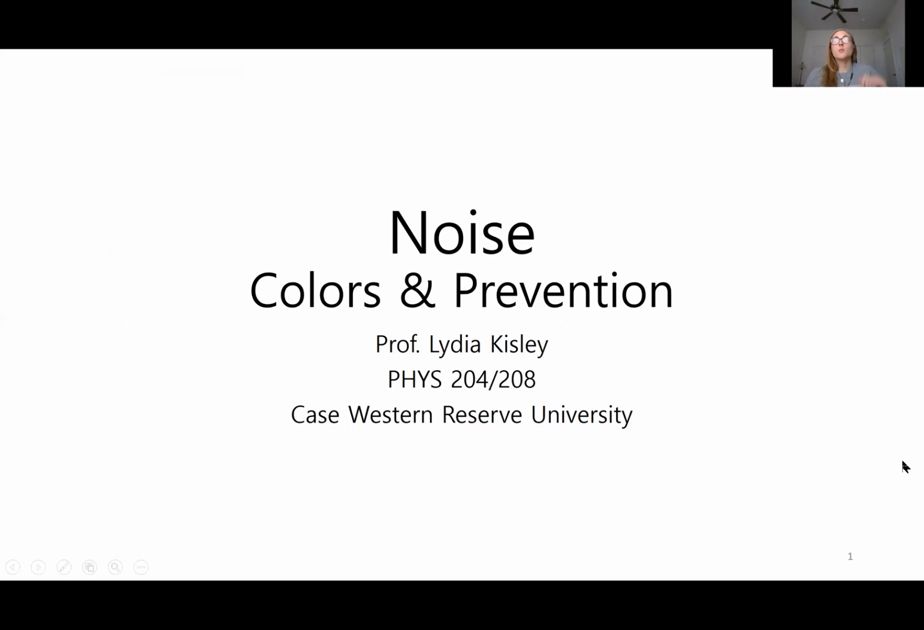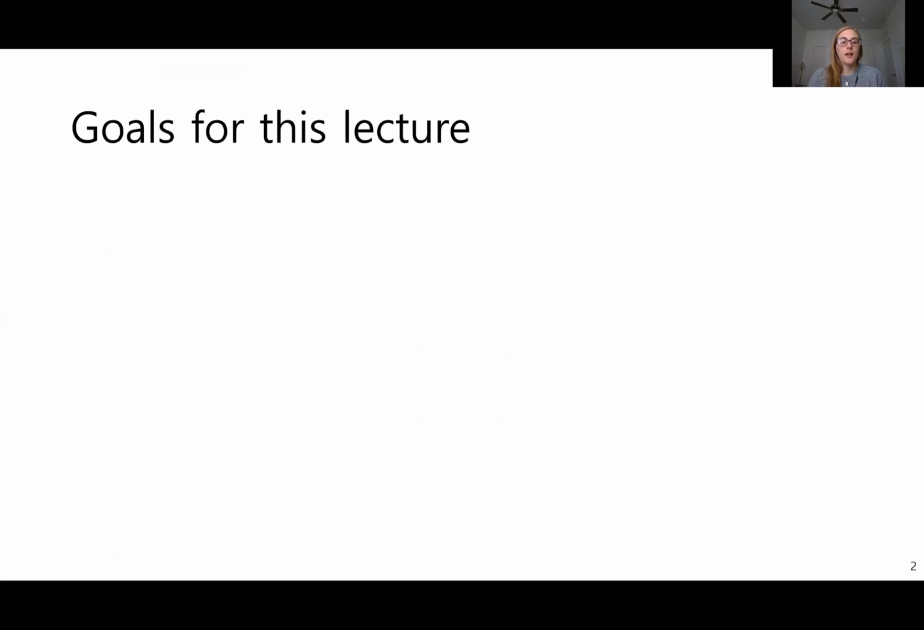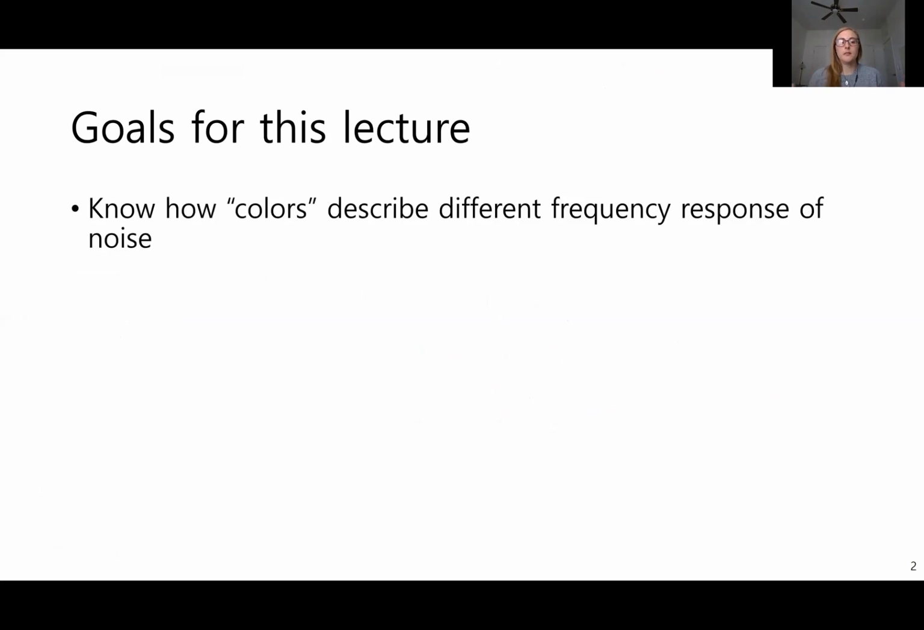It's going over noise in more detail. So yesterday we talked about different sources of noise and how we quantitatively describe those sources of noise, but we can also describe noise based on this description of color, which has to do with its frequency response, how that behaves mathematically. We've been working with white noise so far, but there are also other colors of noise.